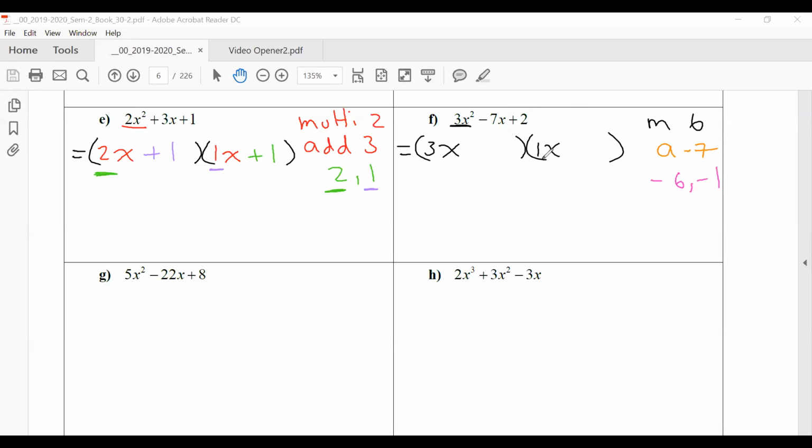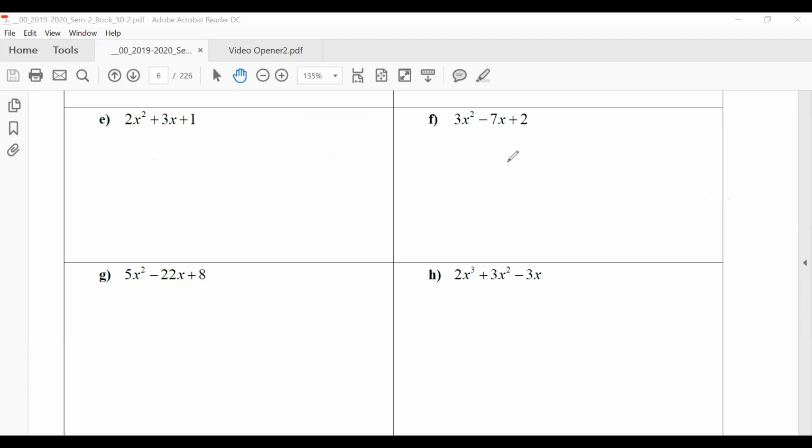Now what I do is I look at my first one here, minus 6. So I'm going to go minus 6 divided by 3. Minus 6 divided by 3, minus 2. Negative 1 divided by 1, negative 1. There it is. So this is called inspection. It's a quick and easy way, once you get the hang of it, to factor a complex trinomial.